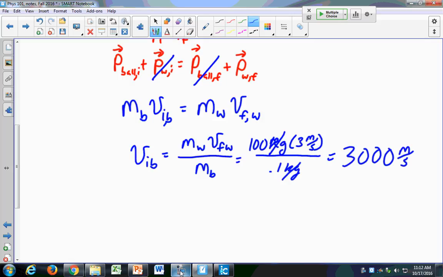Just to give you a reference on what that is, the muzzle velocity of a handgun, any idea what that is? It's about 300 meters per second. So this is about 10 times the muzzle velocity of a handgun. It's pretty impressive, that Peter LaFleur, right? All right, let's try it.